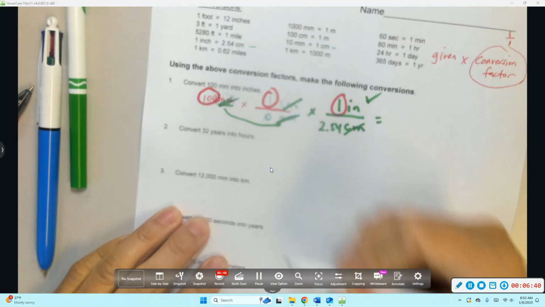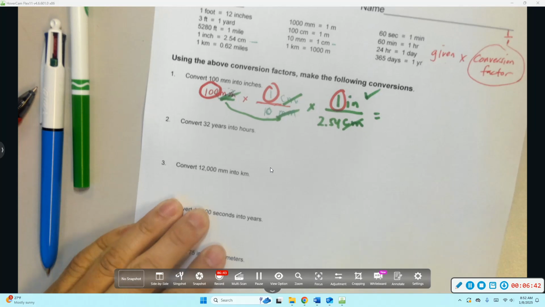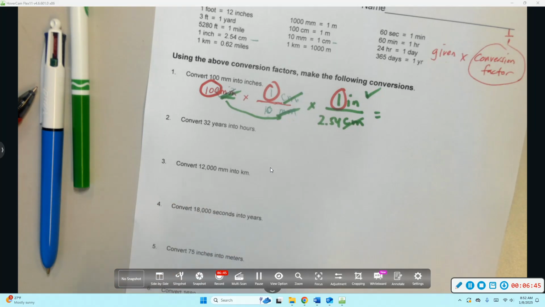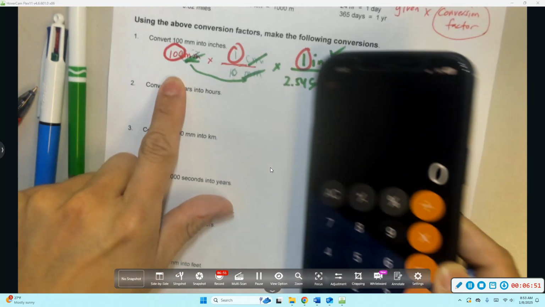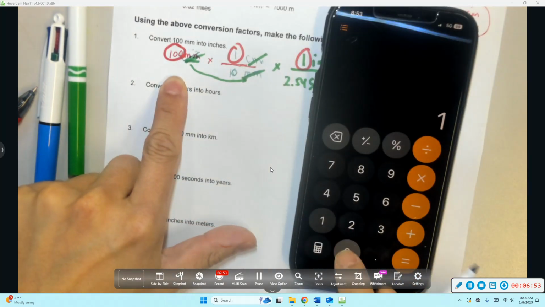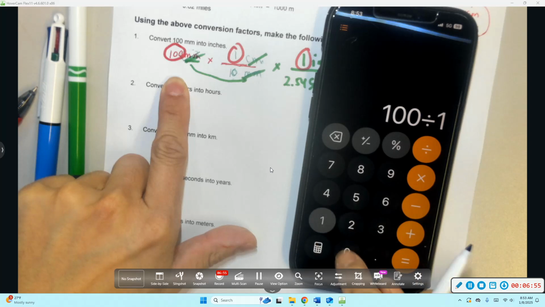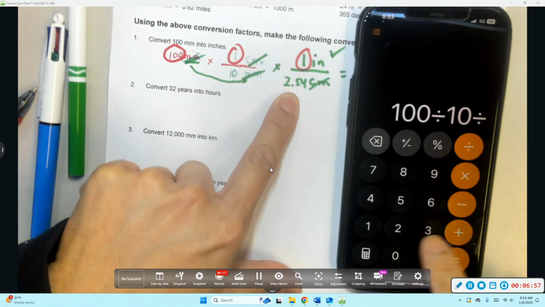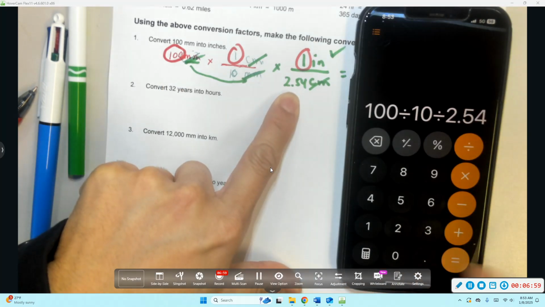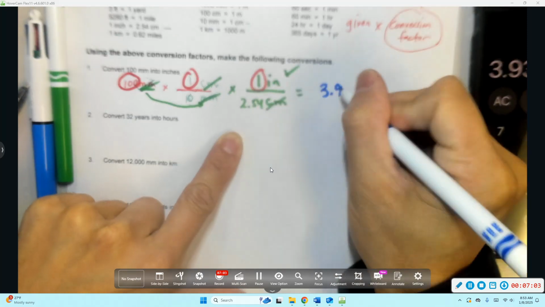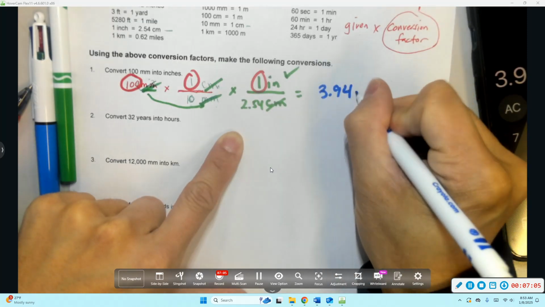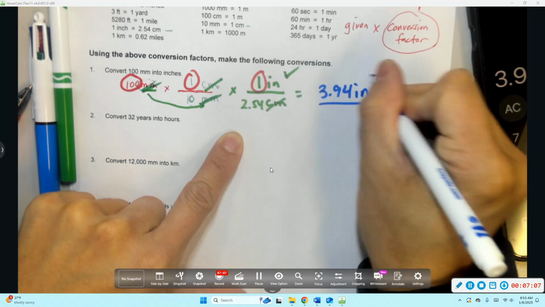100 divided by 10 is 10. And then that next part, I probably need a calculator for that. So feel free to use a calculator for this stuff, but the setup needs to be like that. I need to see that setup. But the calculator part is just 100 divided by 10, and then divide by the bottom. Divide by 2.5. And I'll get 3.937, so 3.94 inches. So that would be my answer.